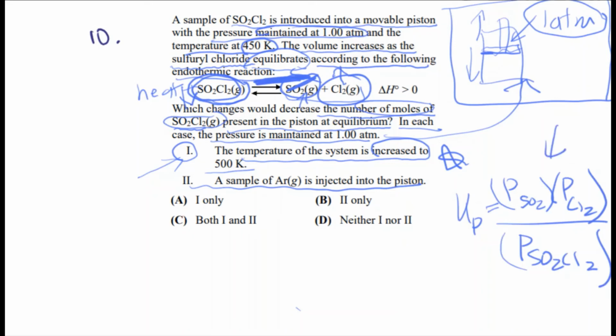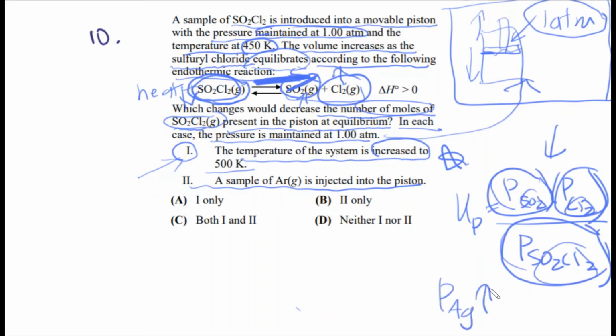And if you add argon gas, it's not going to increase any of these 3 because you're not adding moles of this, or this. You're adding moles of argon, which would increase the partial pressure of argon. But since this is not part of our K expression, we don't care about it, and it won't affect the equilibrium going on here. So if you were me, you would have said that A was your answer.